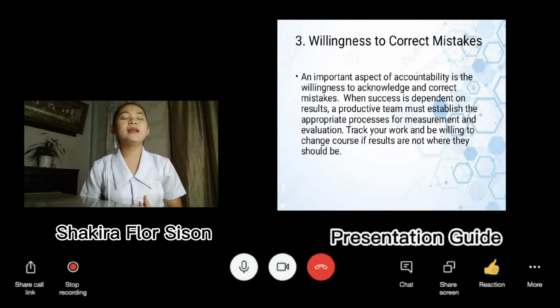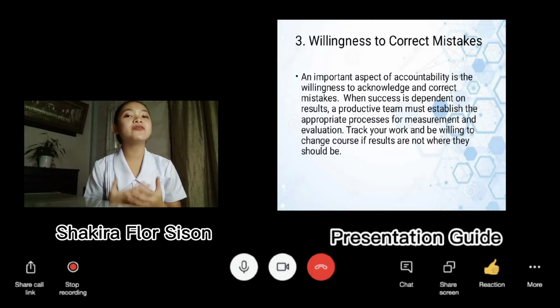The third one is willingness to correct mistakes. An important aspect of accountability is the willingness to acknowledge and correct mistakes. When success is dependent on results, a productive team must establish the appropriate processes for measurement and evaluation. Track your work and be willing to change course if results are not where they should be.